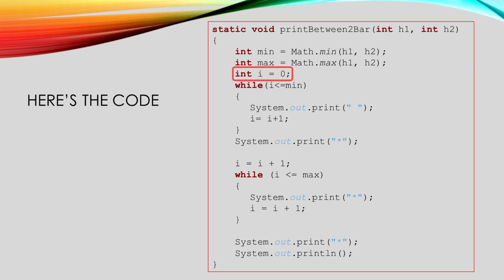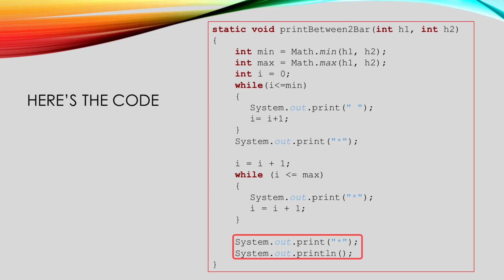This method uses an integer variable named i to keep track of where we are in the line. i starts at 0, the 0th character on the line. This loop will print out spaces and increment i until i gets up to min. Then we print out an asterisk and increment i to count that spot. That ensures that even if the two heights are equal, we'll print out at least one asterisk. Then this loop continues to increment i, but now we are printing out asterisks because i is between min and max. When we finish, we print out one more asterisk.